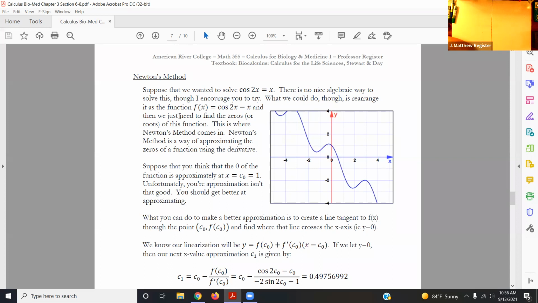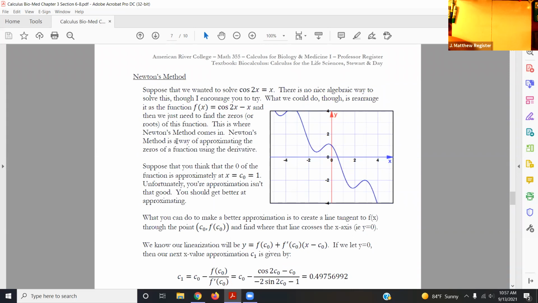What we can do, though, is rearrange it by moving everything over to one side. So notice, to get f of x equals cosine of 2x minus x, I subtracted the x over to the left side. And then our goal would just be to find the zeros of this function. And so here's the graph of cosine of 2x minus x. If we could find where this thing is equal to 0, meaning where it crosses the x-axis, that would give us the solution to this equation. Unfortunately, again, there's no nice approach to do that.